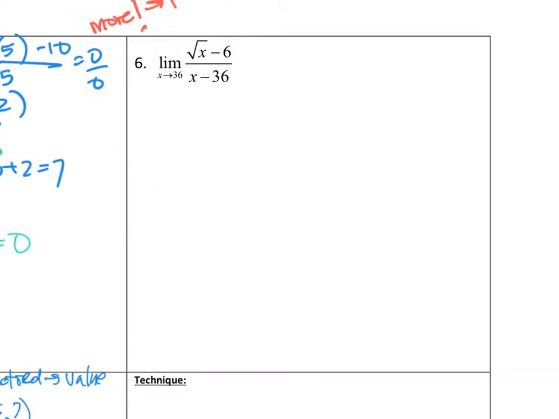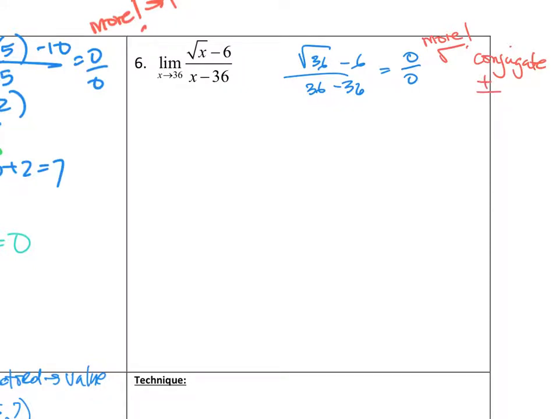Number 6. Let's go ahead and plug in our 36 to see what happens. And if you were to reduce that, you would in fact end up with a 0 over 0. What does that mean? We have more to do. And then our hint is, you guys, if we see a radical, we are going to need to do that conjugate. And what is the conjugate? Remember, you have to change the sign to the opposite.